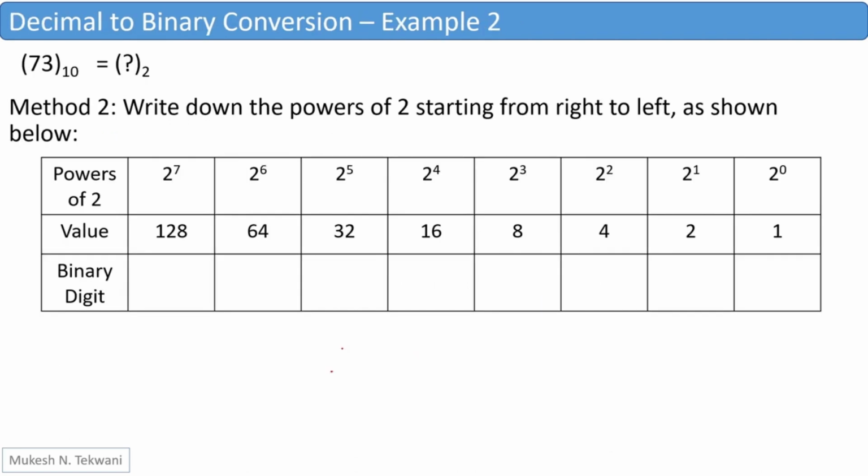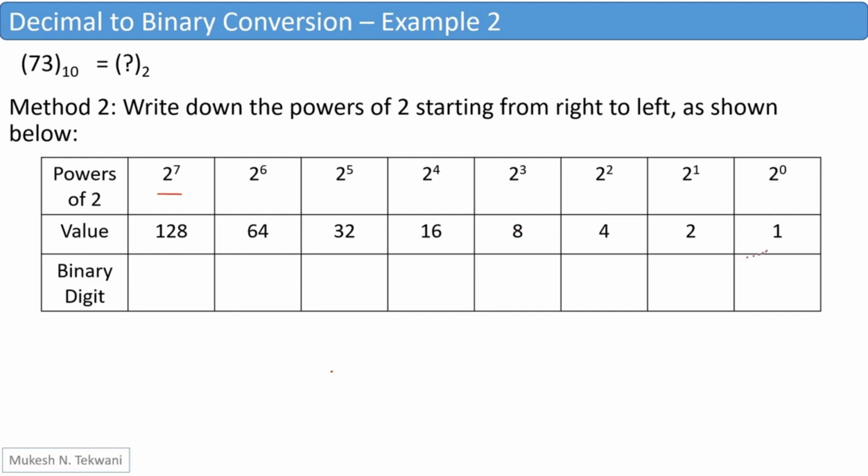Now in this example 2, let us consider the conversion of a decimal number to its binary equivalent, and we'll use another method. In this method, we will first write down all the powers of 2, starting from 2 raised to 0, and we'll keep on writing the powers of 2 from right to left. So 2 raised to 0, 2 raised to 1, 2 raised to 2, 2 raised to 3, and we will come up to 2 raised to 7. Now below that we will write the values of these powers. So 2 raised to 0 is 1, 2 raised to 1 is 2, 2 raised to 2 is 4, and till we reach 2 raised to 7, which is 128.